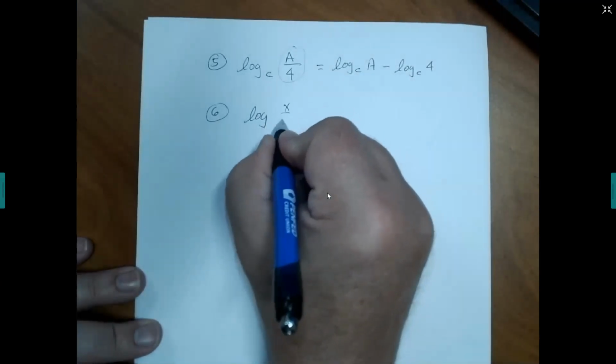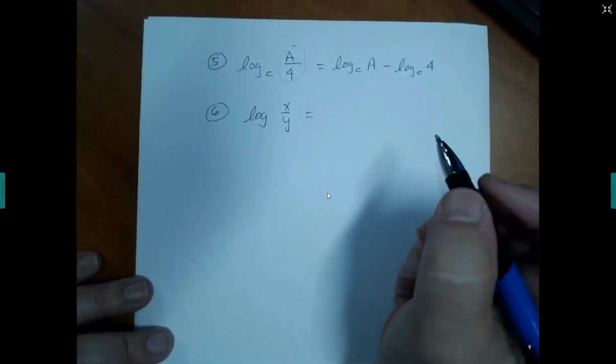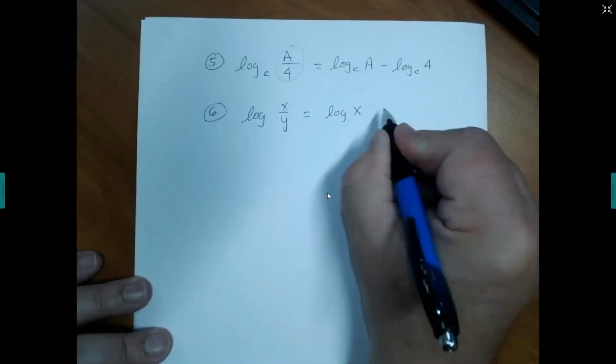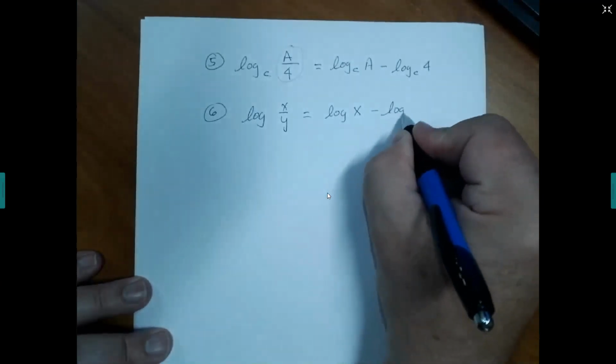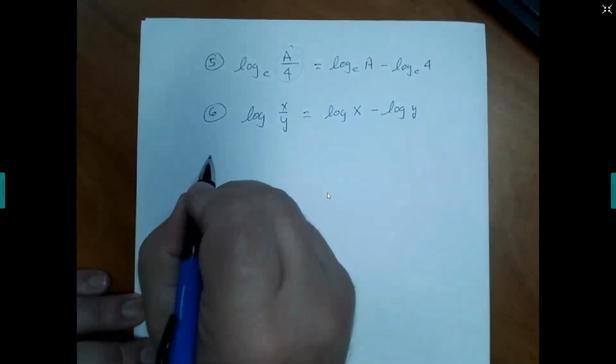Log of x over y. Yeah, so it's just another subtraction, log x minus log y. This is using the properties.